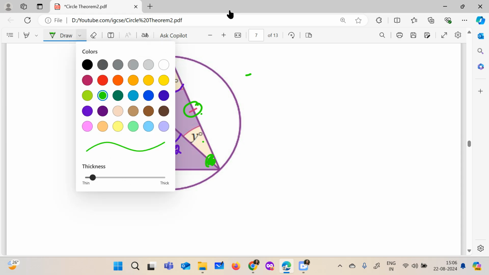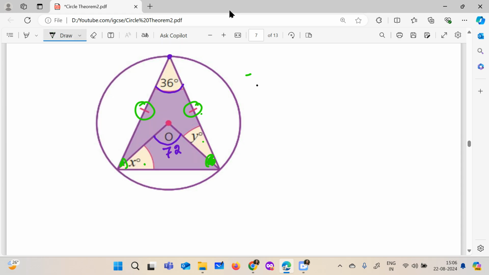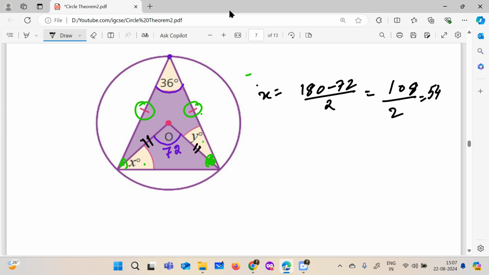If it's isosceles, then 180 minus 72 divided by 2. Very good, because you have the radius here. So these two lengths are equal, being radii. So we get an isosceles triangle. So x will be 180 minus 72 over 2. What will I get here? 180 minus 72 is 108, divided by 2 is 54. Okay. So we got x equals 54.